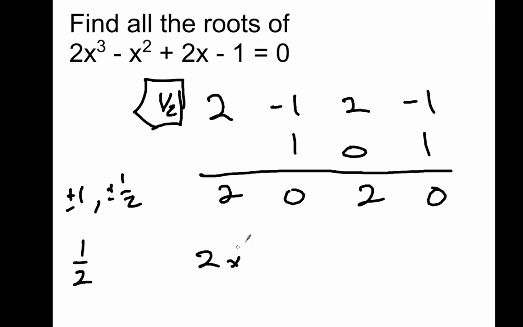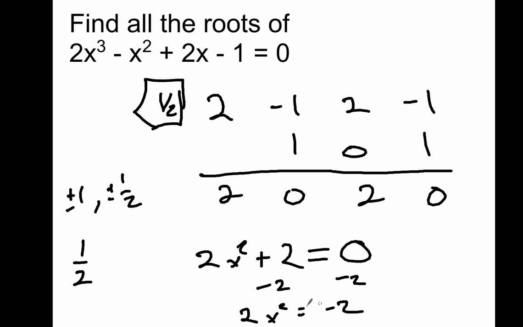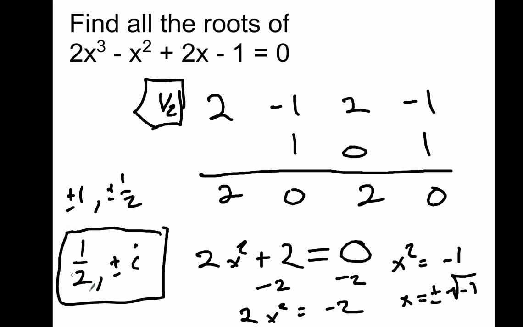Well, now we have 2x squared plus 0x plus 2 is what our equation has reduced to. So now we can solve this quadratic equation several different ways, the easiest of which is by subtracting 2 from both sides, and you get 2x squared is equal to negative 2. Divide both sides by 2, and you get x squared equals negative 1. Take the square root of both sides, and you get x is equal to plus or minus the square root of negative 1, which is i. So plus or minus i are the other two roots. So we have found all the roots of this equation, 1/2 and plus or minus i.